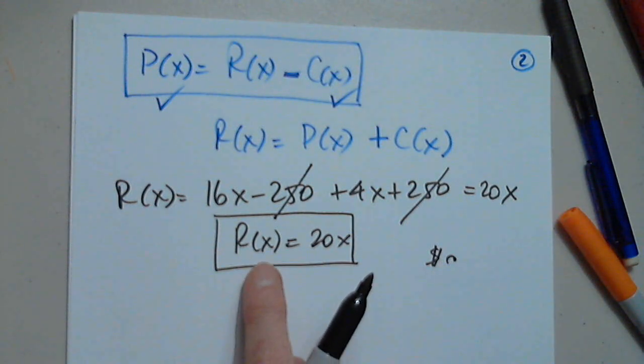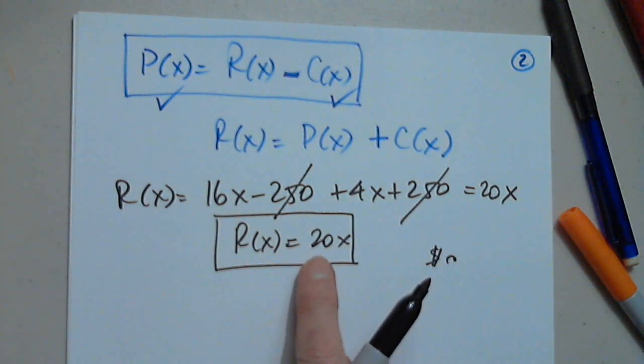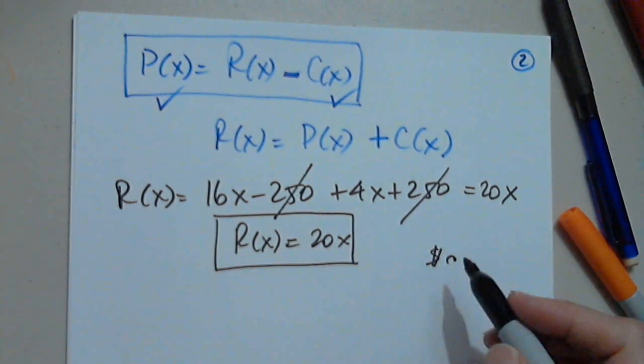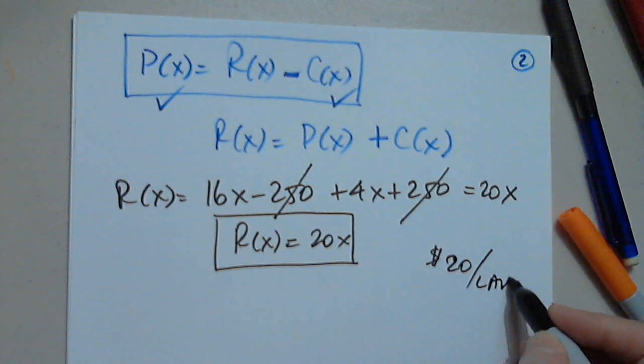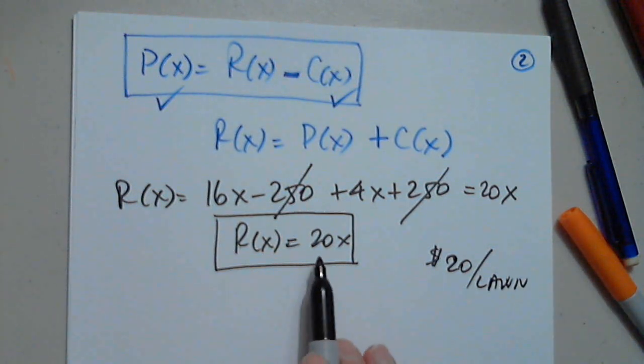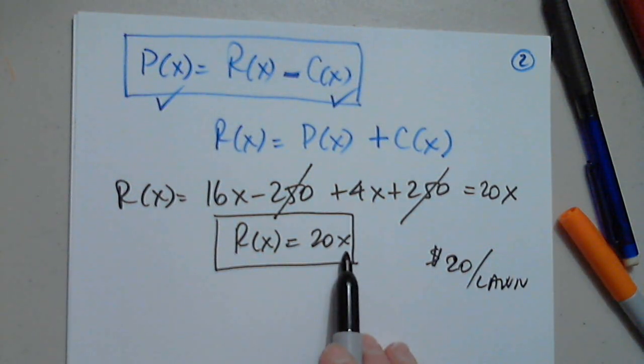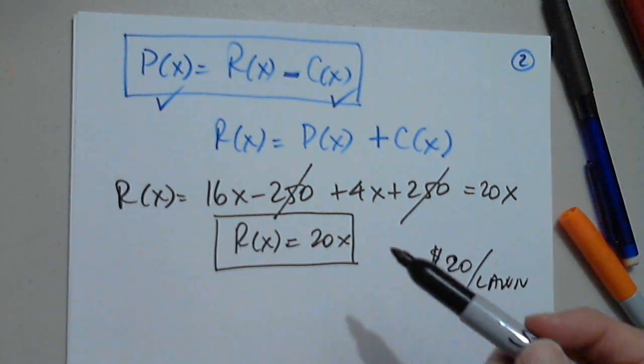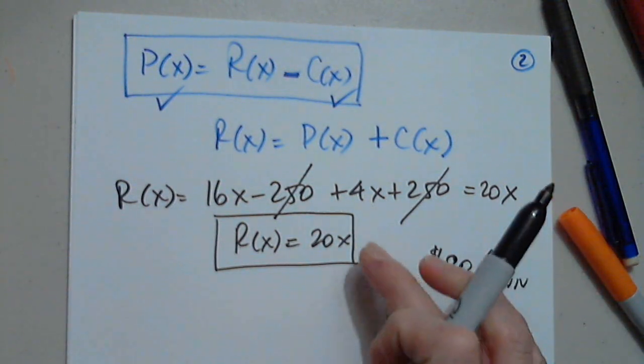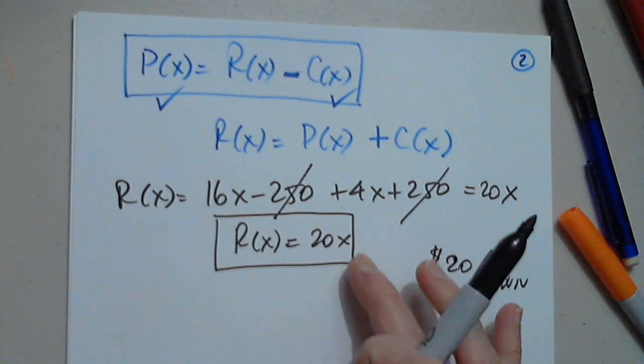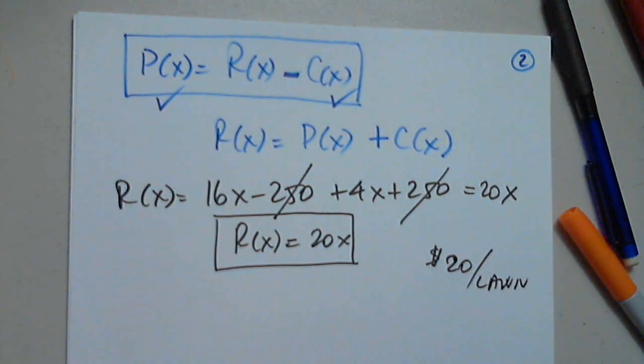So if the revenue for X lawns is 20 times X, then he's charging 20 per lawn. 20 times each. If he mows 1, he gets 20. If he mows 2, 40. 3, $60, and so on and so forth. Is that clear?